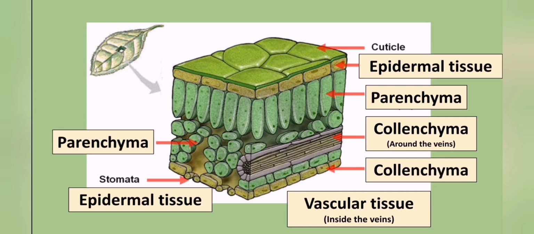And then on the underside of the leaf, the stomata is a special type of epidermal cell that allows for gaseous exchange.